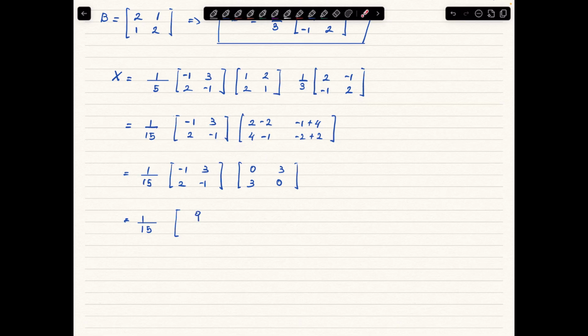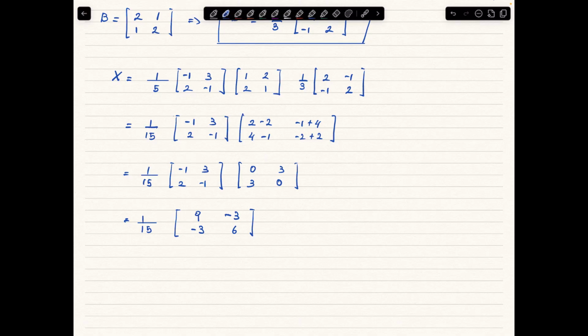Then, so you see what I'm doing. That times that is 9. That column times that is going to be -3, because we have a 0 on the other component. -3. And here we get -3 again. So -3. And on the other component we get 6.